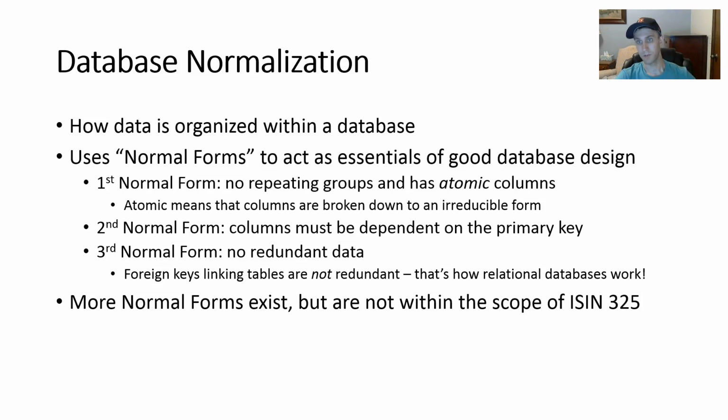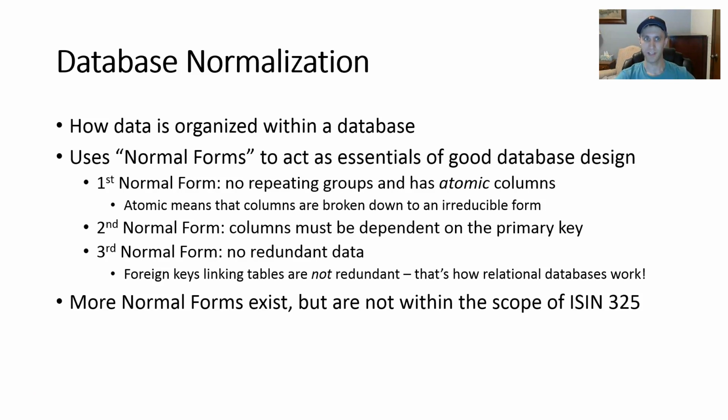Now, if I say groups, if I say columns, if I say attribute, just know that I'm talking about the same thing. And atomic means that columns are broken down to an irreducible form. So, for example, let's say we have a table for students, and we have a column in that table that is student name. And how do I input me into student name? Do I put John Day, Jonathan C.